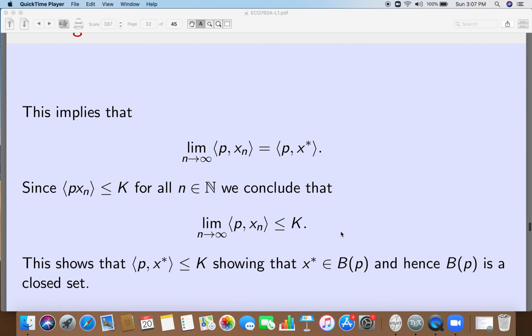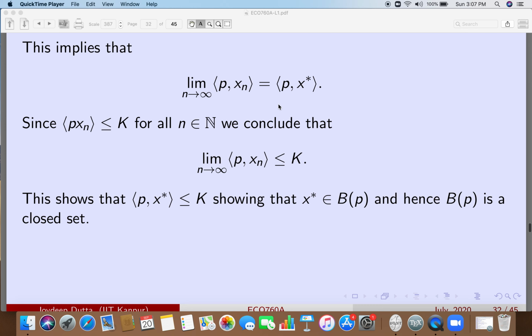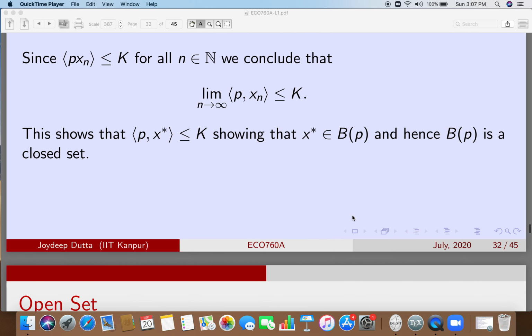So now what happens? What is the limit of Pxn? It's Px star. So from here I get Px star less than or equal to k. What do you mean by Px star less than or equal to k? It shows that x star is a feasible commodity bundle. This is something which I can buy. So x star is in BP, and hence BP is a closed set.